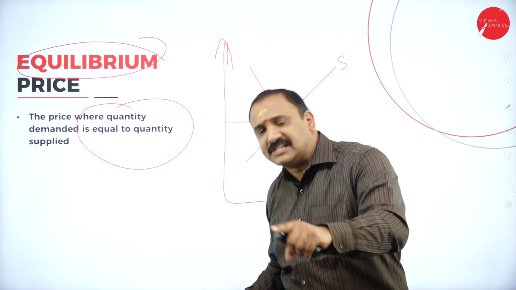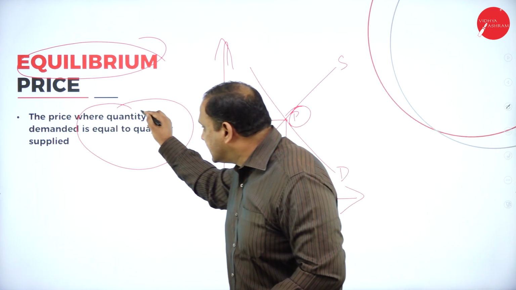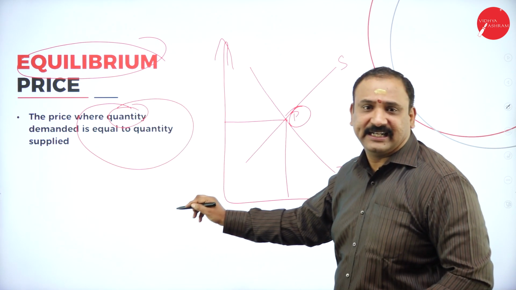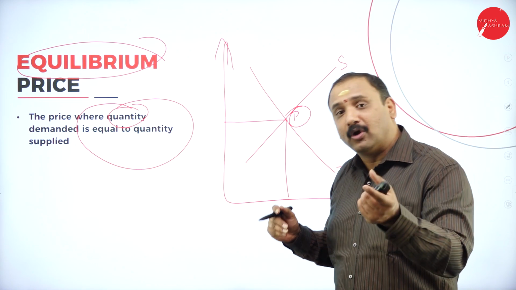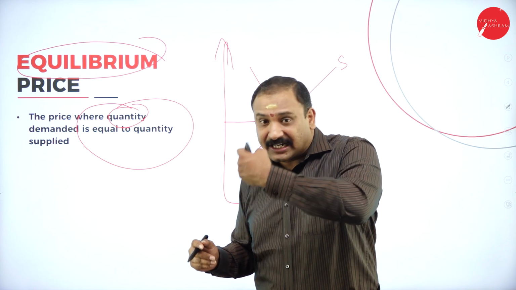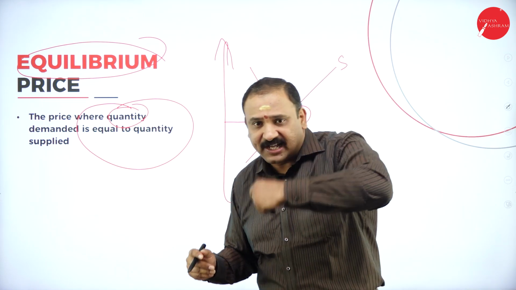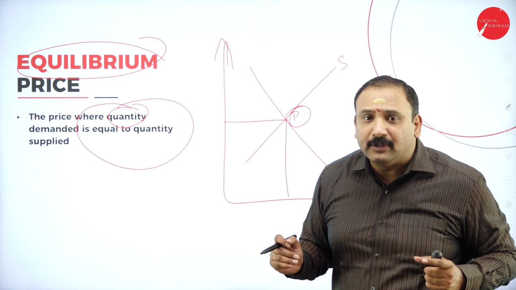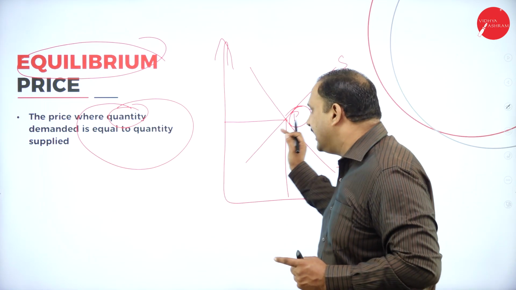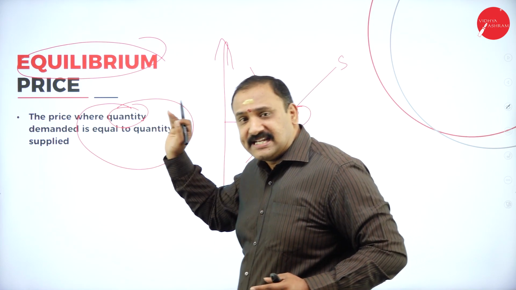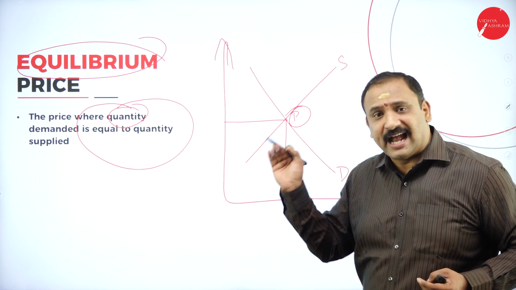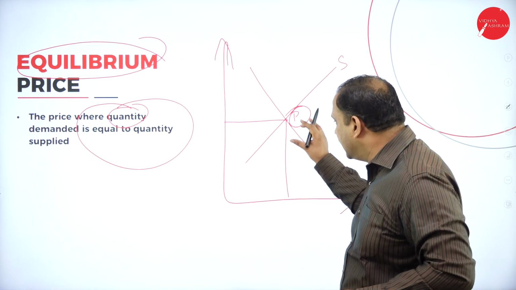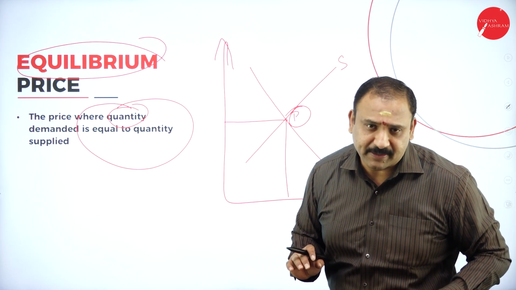And how will you decide that price? The price where the quantity demanded and the quantity supplied are matching. Because if they are not matching, if one is in excess or in shortage, then we will not be able to get a price factor. Only when the quantity demanded and the quantity supplied are matching will you get this equilibrium price.